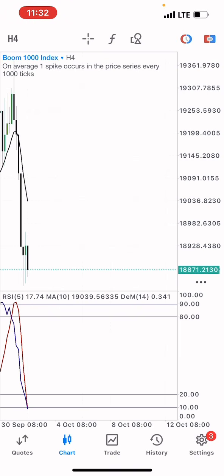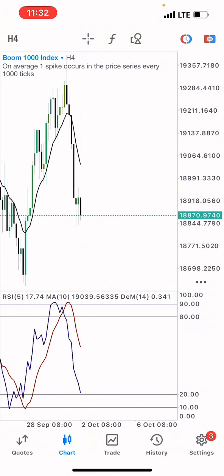So specifically for this one, for the Boom 1000 markets, you know you want to be selling to scalp, take some candlesticks and leave before there is a spike in the market. So that means we are looking to sell, we want to ride along when the market is in a downtrend.